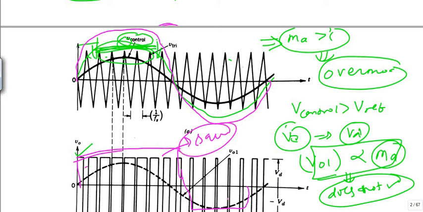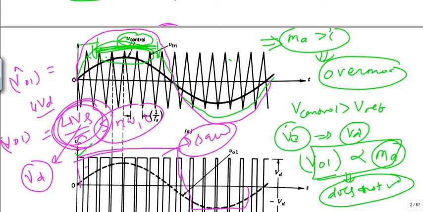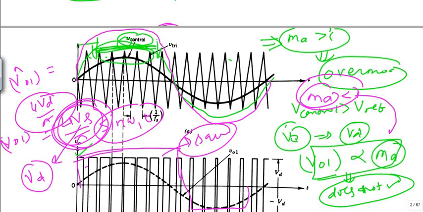Whenever we get output voltage as a square wave, we can say that under this condition the fundamental component of output voltage will be equal to 4 Vs by pi into sine of omega 1 t. Here, amplitude 4 Vs is nothing but our input DC voltage, that is VD. So under this condition, the amplitude of the fundamental component will be equal to 4 VD by pi. So if modulation index M is less than 1, then this output voltage depends upon this modulation index.